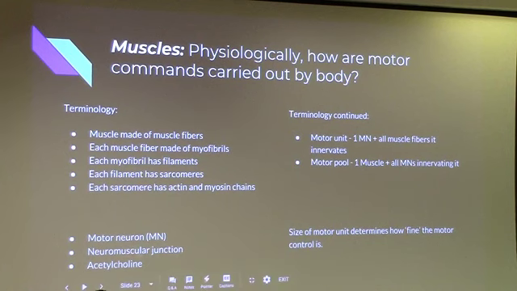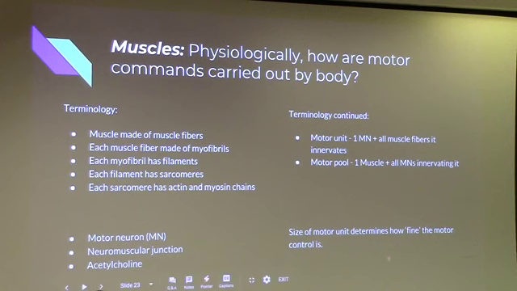You have the neuromuscular junction, basically just the synapse between the neuron and the muscle. Acetylcholine is the excitatory neurotransmitter for the muscle. This is important terminology because it can get confusing, the difference between a motor unit and a motor pool. A motor unit is one motor neuron plus all the muscle fibers that it innervates, and a motor pool is one muscle and all the motor neurons innervating it. So just keep that terminology separate.